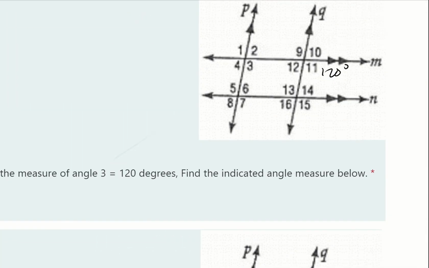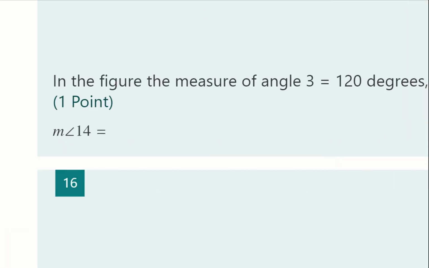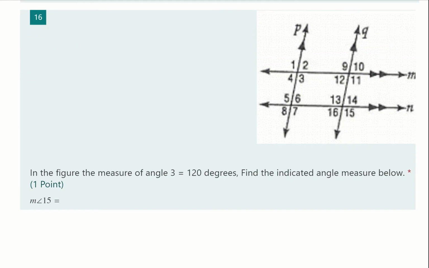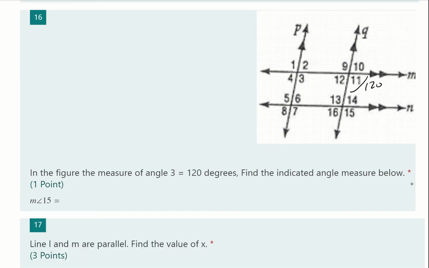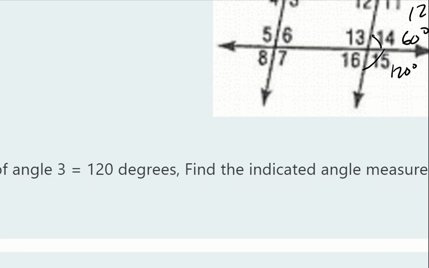And so then how do I find angle 14? Well, these two angles are same side interior, so angle 14 and angle 11 have to add up to 180. So this is going to be 60. Okay, so now we know these two. So angle 14 and angle 15 are a linear pair, so this has to be 120 to add up to 180.